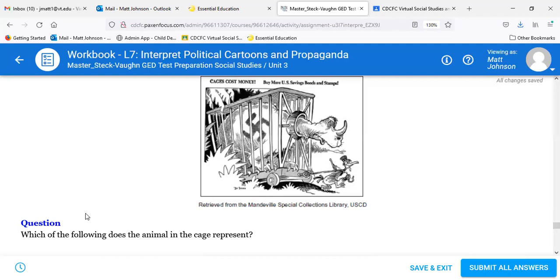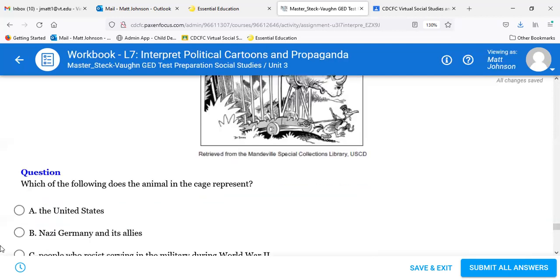A lot of popular artists and illustrators at the time were commissioned to make political cartoons for the government and posters and things like that. And he was one of them. So yeah, we have the Nazis here caged up, and they're getting pulled along by the U.S. here.